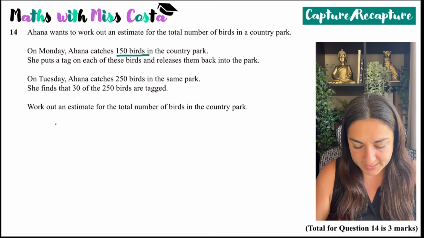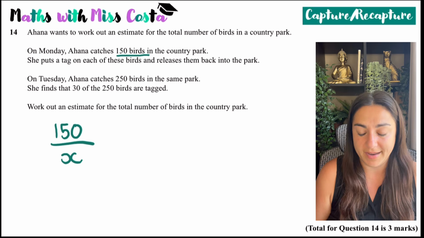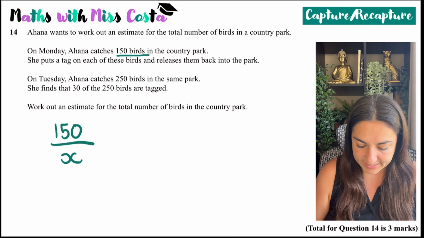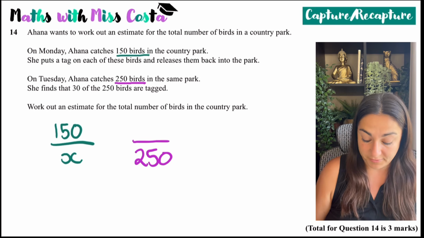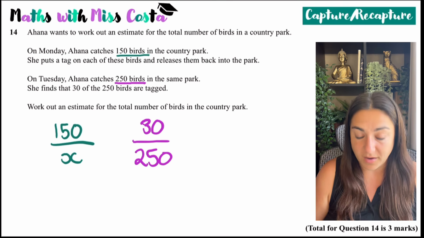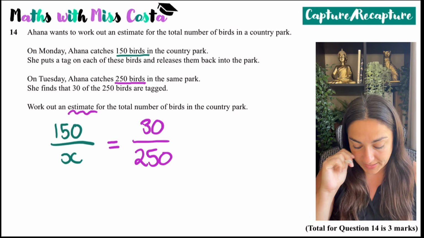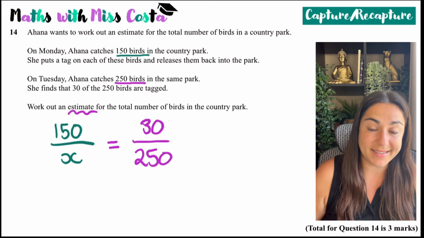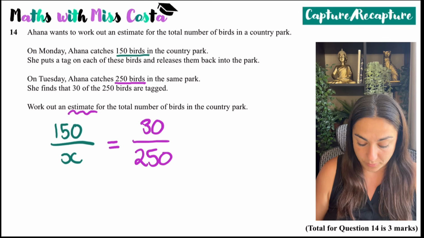So on Monday, she catches 150 birds out of X, which is the total number of birds in the park. On Tuesday, she catches 250 birds in total. So 250 is her total. And out of those 250 birds, 30 of them are tagged. So we're assuming, this is why it's an estimate for the total number of birds, that 30 over 250 is in the same proportion as 150 over X, which is the total population.